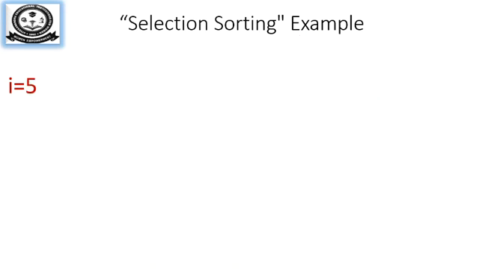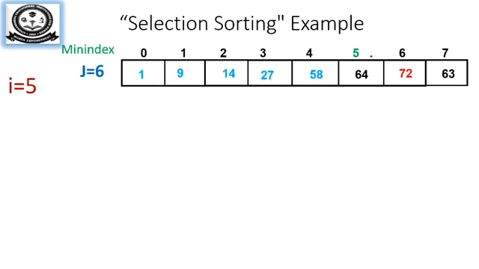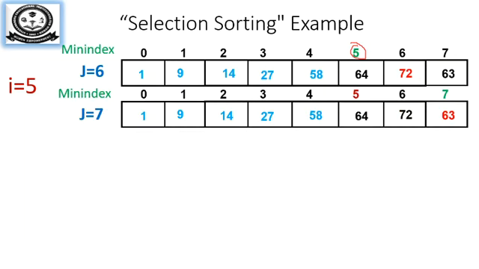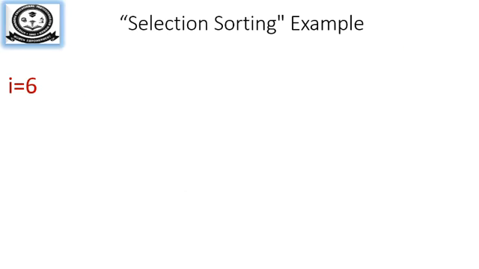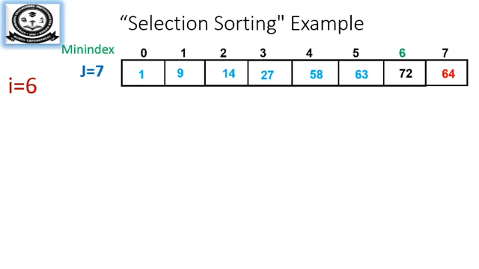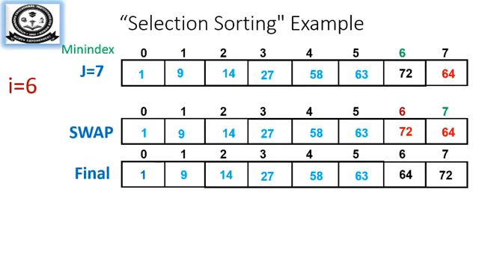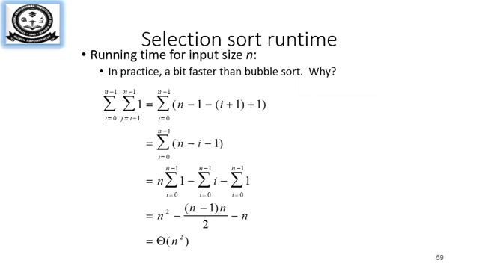Now when I is incremented, we'll be in the 6th position. So 72 and 63 alone will be compared. So only 63 is less than 64, so min index is updated. Swap happens between the 5th position and the 7th position, and 63 will be moved. And the final element will also be of this form, and the swap will happen. And finally, when you come out of the I loop, you can see my list is sorted.